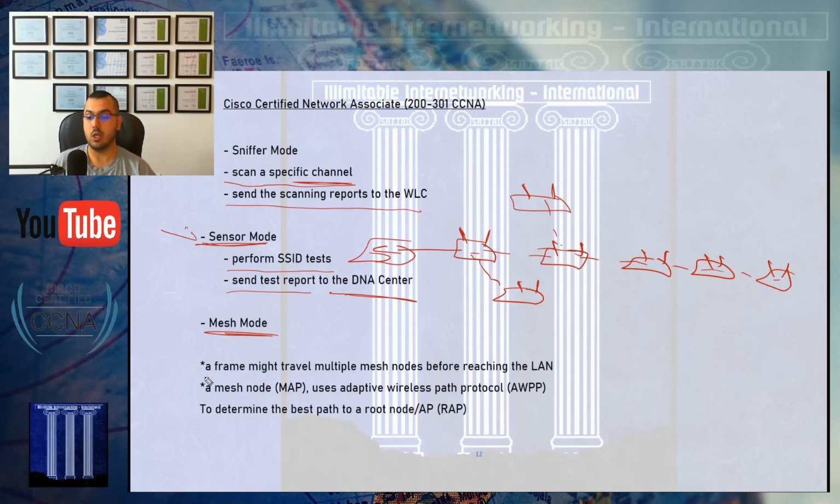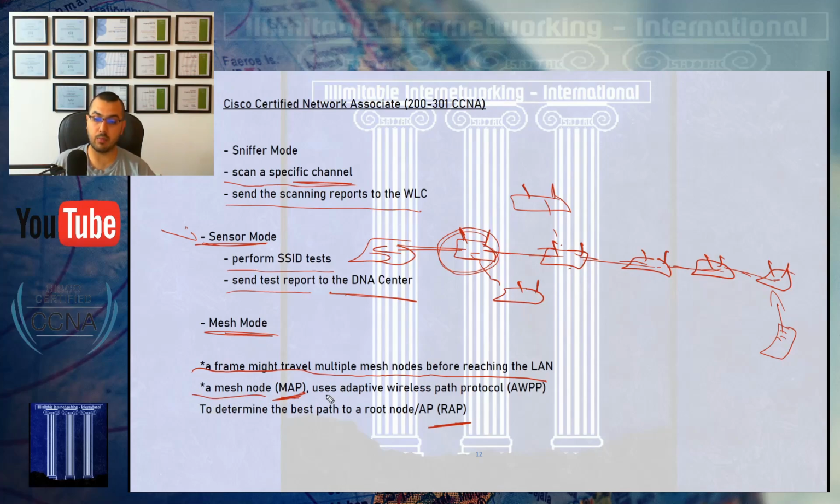It's only a mesh. So a frame might travel through multiple mesh nodes before reaching the LAN, because when a mobile phone or any wireless device connected to this guy sends something to this access point, it will send it all the way back to the root access point, the RAP. And all of those other guys are called mesh access points, the MAPs.